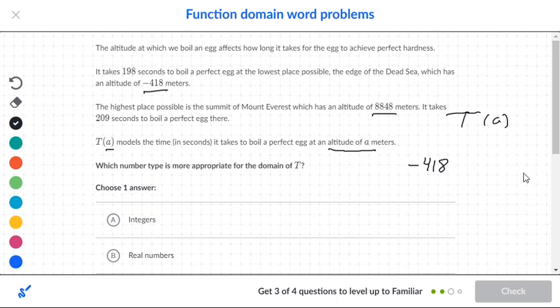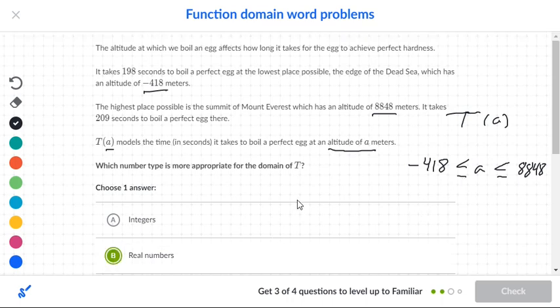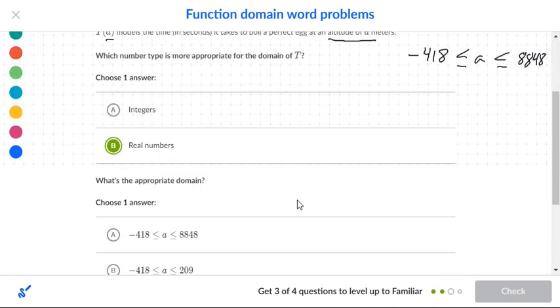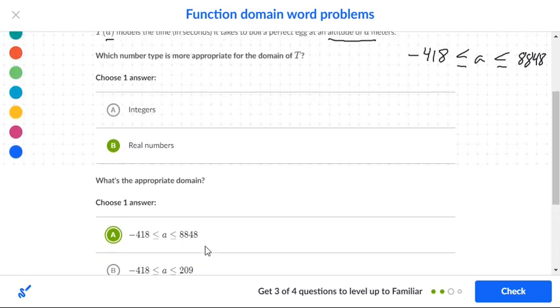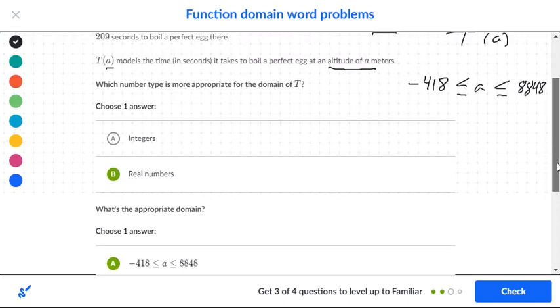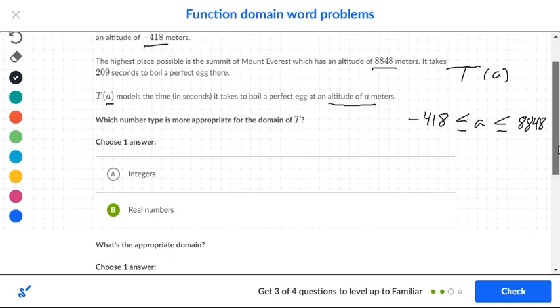So we have a negative 418 to 8,848, and A is my middle. So I can't do better than 8,848, and again I just use that sign again. Now since this is measurements, you can actually have fractions and you can actually have decimals. So this would be real numbers. So the domain would be considered real numbers there. And again, we're going to go from negative 418 up to 8,848. So that would be A. And if you look at the other choices, there's nothing like that. So A would be my best choice for this problem, because again, we're only looking at the altitude.